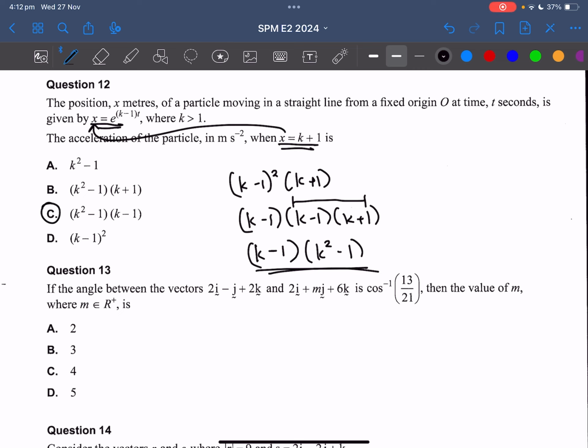So it looks like our option is going to be C. Our answer is going to be C for this. Well, I didn't see that. But anyway, at least we realized.